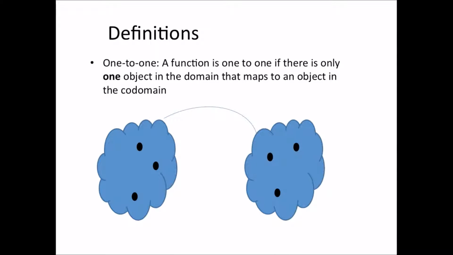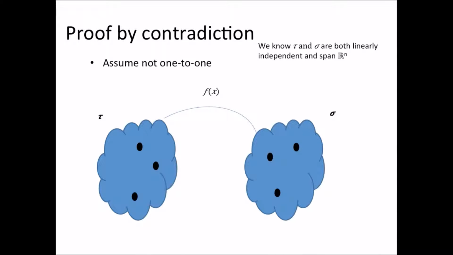Next, one-to-one. A function is one-to-one if there is only one object in the domain that maps to an object in the codomain. So we will assume that it's not one-to-one. If it's not one-to-one, there are two objects in the domain that match to the same object in the codomain. We know this is not possible because tau is linearly independent, so only one of these points would map to one point in sigma.